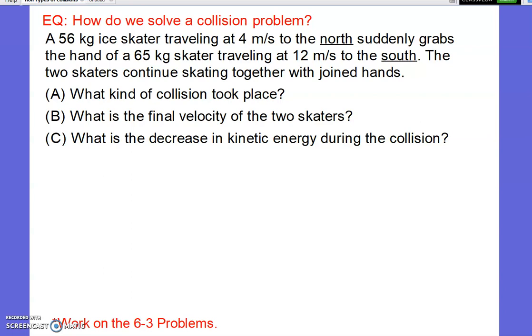In this problem, we have a 56 kilogram ice skater traveling at 4 meters per second to the north, who suddenly grabs the hand of a 65 kilogram ice skater traveling at 12 meters per second to the south. The two skaters continue skating together with joined hands.